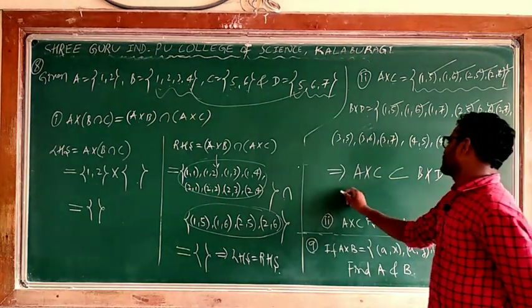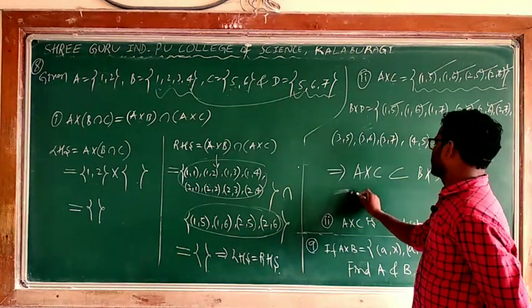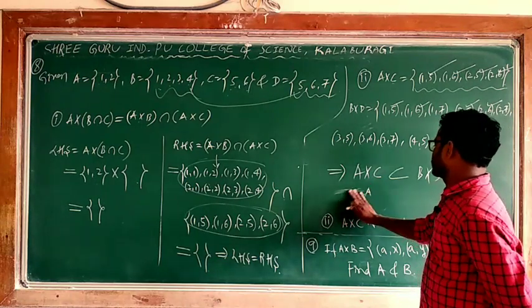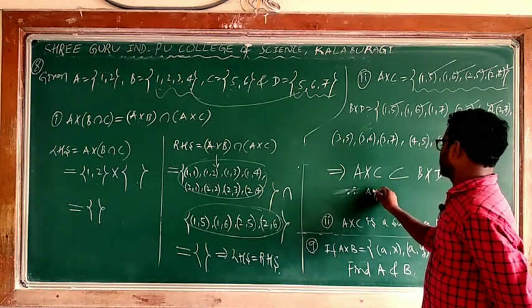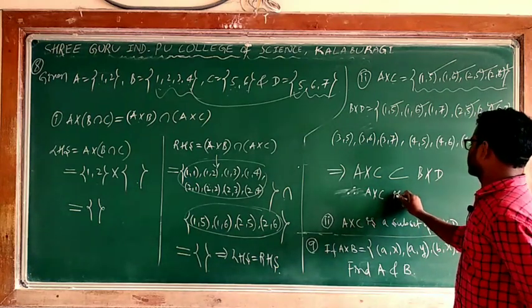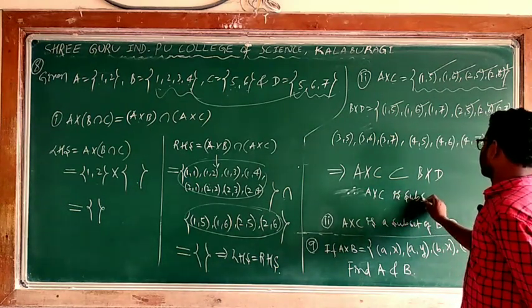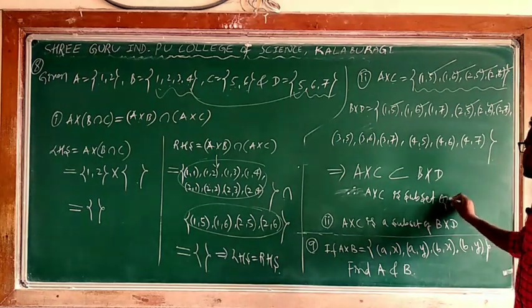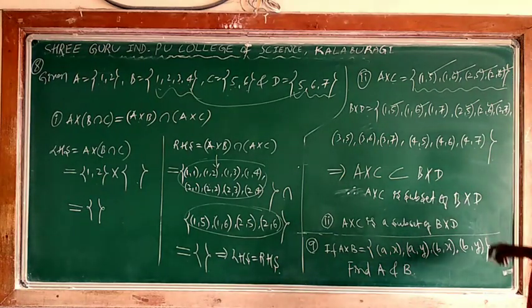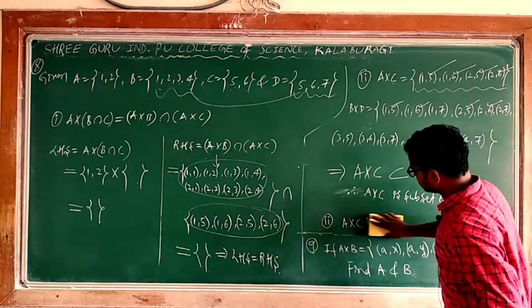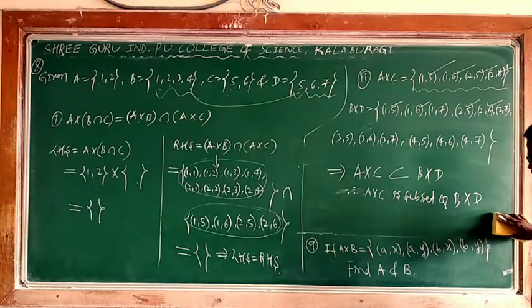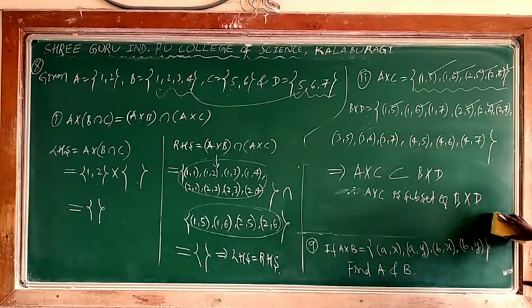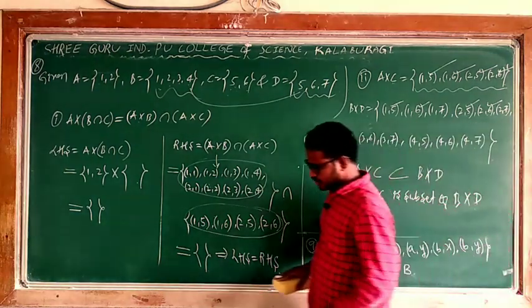Or else you can say that therefore A cross C is a subset of B cross D, because every element of that set belongs to that other set. This is about the 8th one. Copy that all.